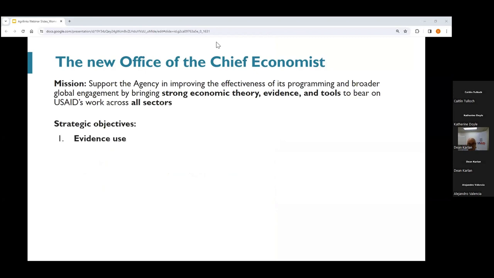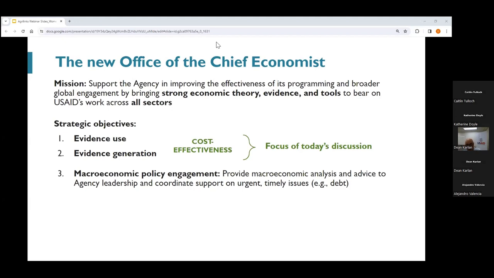The first is evidence use, and the second is evidence generation. With both of these, our focus is not on the entire universe of evidence, which is broadly defined at USAID. Instead, we're specifically focused on cost-effectiveness evidence, and that's what we'll continue talking about today. Our third strategic objective, which we won't discuss in this series, is on macroeconomic policy engagement.